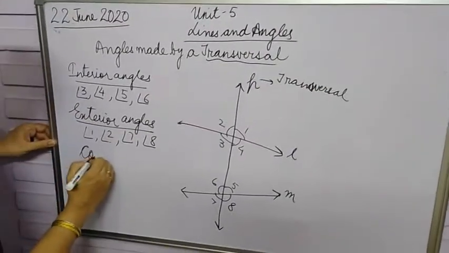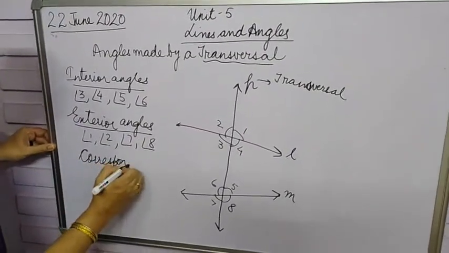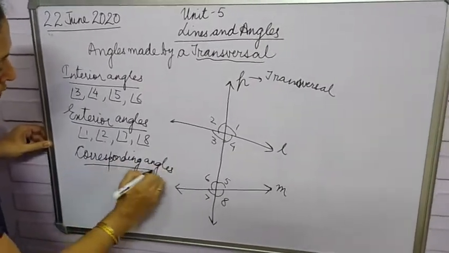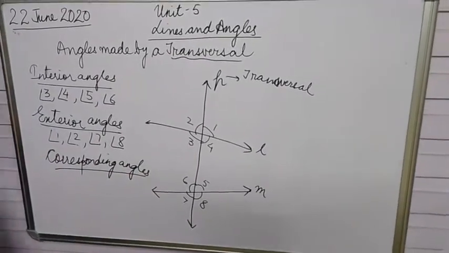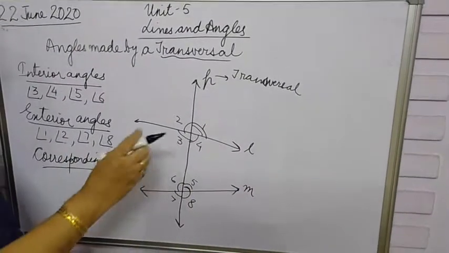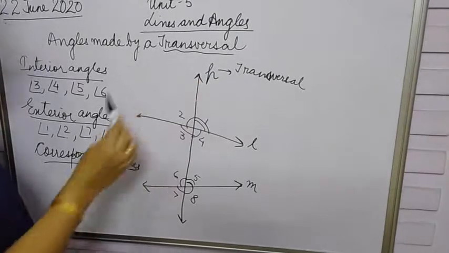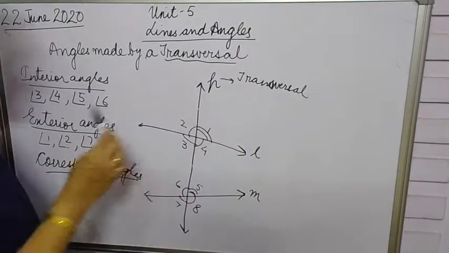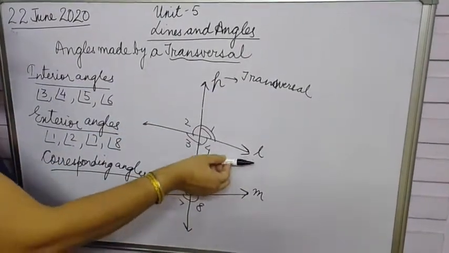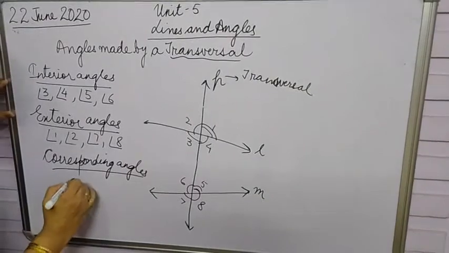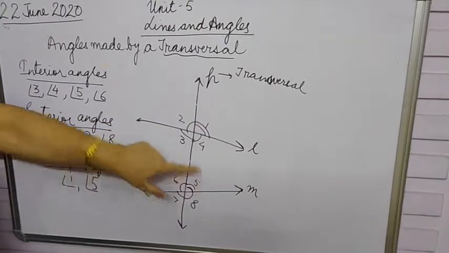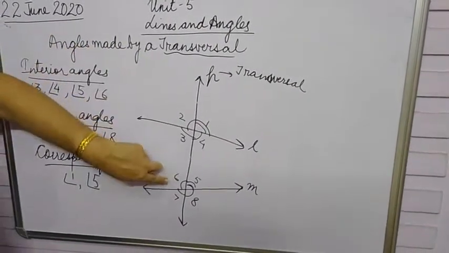Now the third category, that is the corresponding angles. Now what are the corresponding angles? The angles which lie along same side, same position. If I consider angle 1 and angle 5, then angle 1 lies to the right side of the transversal. 5 also lies on the right side of the transversal. Angle 1 lies above this line. Angle 5 lies above this line. So this is one pair of corresponding angles, angle 1 and angle 5. Similarly, the other pair will be angle 2 and angle 6.